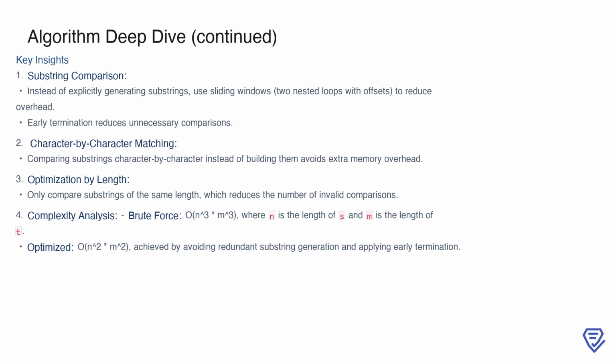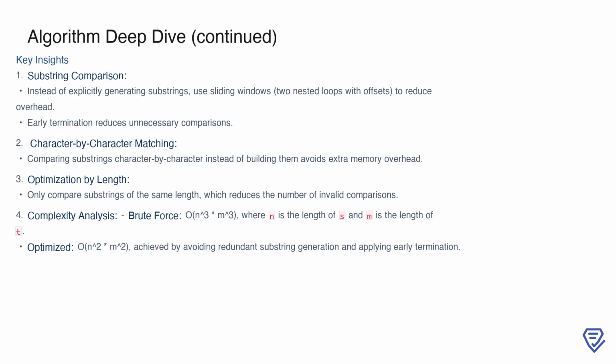First, instead of explicitly generating substrings, we use sliding windows with 2 nested loops and offsets, which significantly reduces overhead. Second, we perform character-by-character matching within these windows, avoiding the extra memory cost of creating substring objects. Third, we optimize further by ensuring only substrings of the same length are compared, eliminating invalid comparisons. Finally, the time complexity improves dramatically.